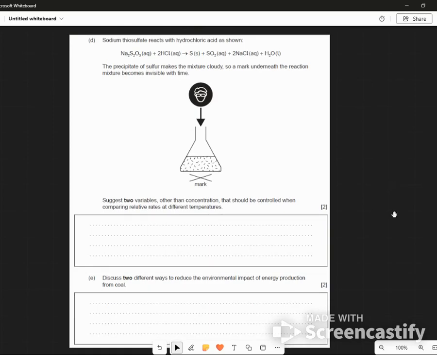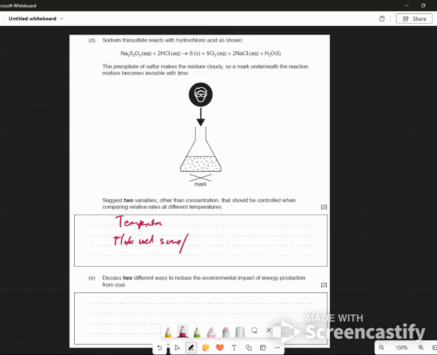Oh, it sucks. Sodium thiosulfate reacts with HCl as shown. Precipitated sulfur makes the mixture cloudy, so a mark underneath becomes invisible. This is a classic experiment. It's lovely. Suggest two variables other than concentration that should be controlled when comparing the relative rates of the reaction. Now, one variable, obviously, is that you must keep the temperature constant. That's one variable, temperature. And another one, believe it or not, the flask used must be the same. Okay?